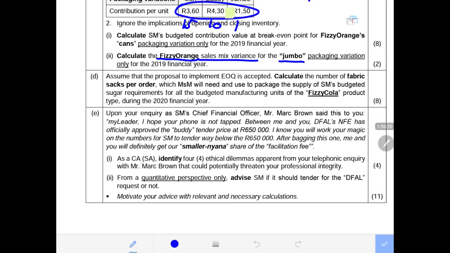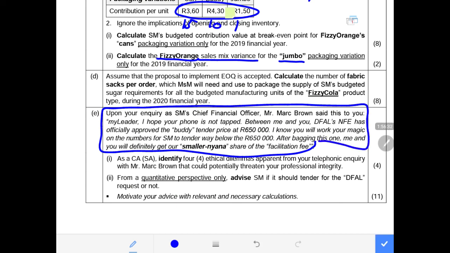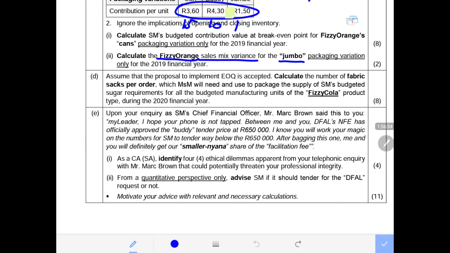Now it says, as a CA South Africa, identify 4 ethical dimensions. Then obviously we can already see the unethical aspects. There's so many things that are so unethical even on this statement, but there's still more information above. You just identify the unethical aspect from the article provided. Not much to say on that. It is very, very clear. That could potentially threaten your professional integrity, and auditors will know a lot about professional integrity.